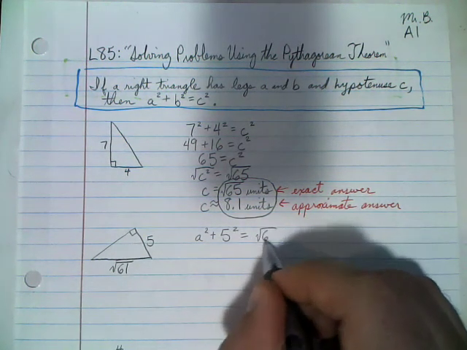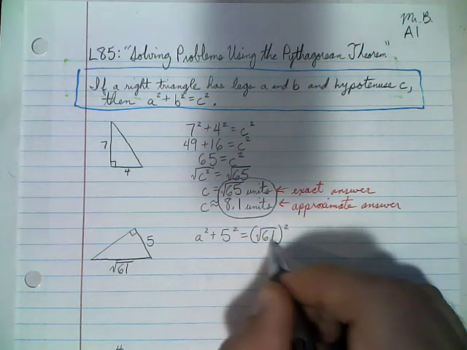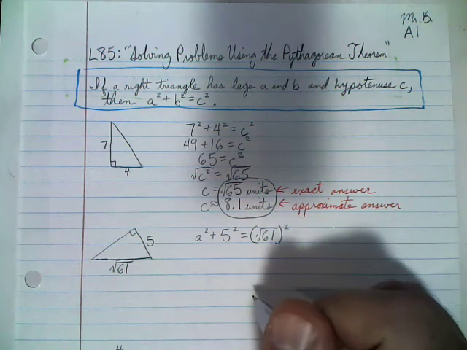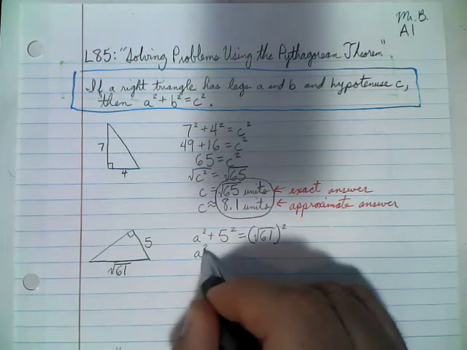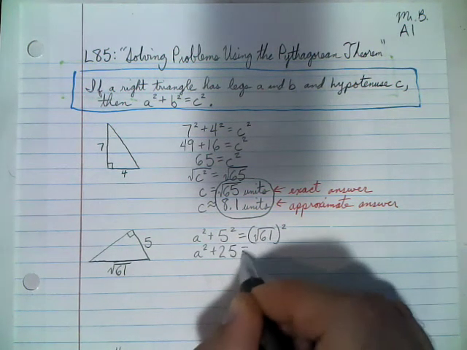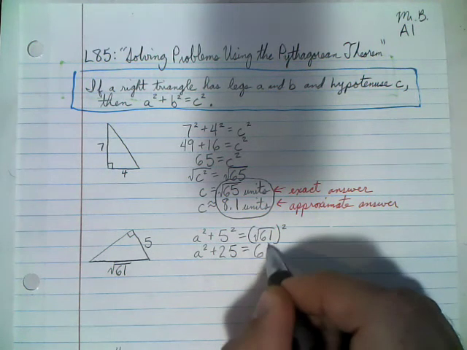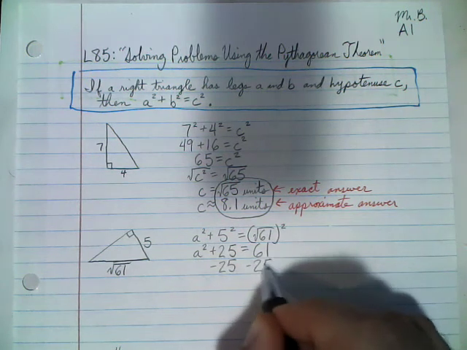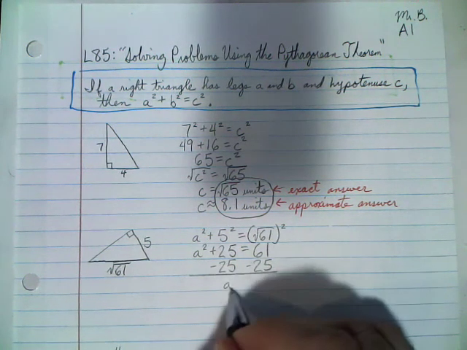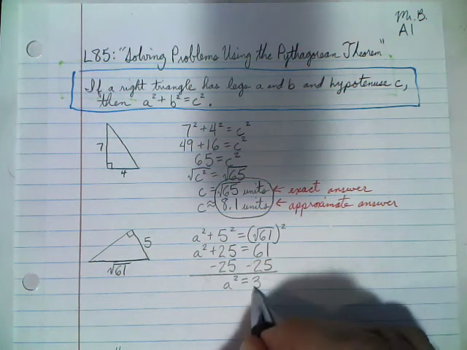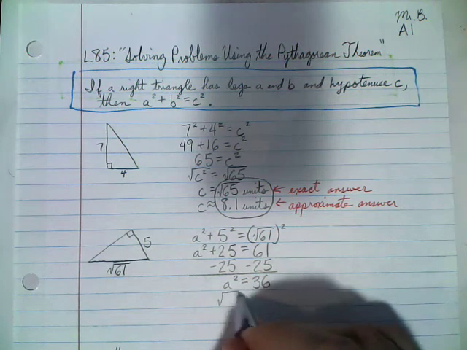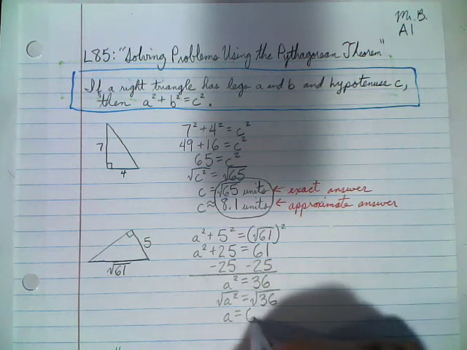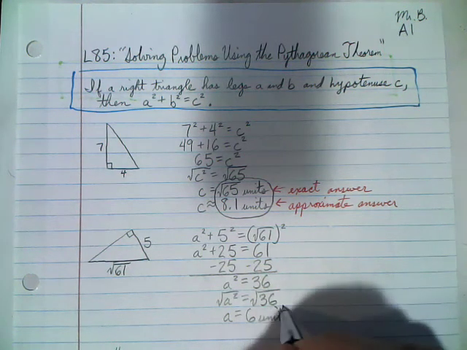So the square root of 61, and then I'm going to put parentheses around it just to make it clear that I'm squaring this square root. Now we always want to simplify before we try to solve, so I'm going to do what I can here. 5 squared is 25, and then my square will cancel the square root, leaving me with just 61. From here, this is a pretty easy equation to solve. Subtract 25 from both sides. So therefore, a squared must equal 36. If I take the square root of both sides, then a equals 6 units exactly.